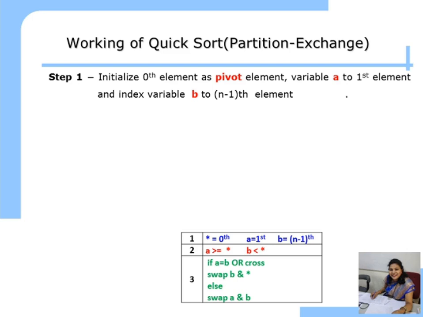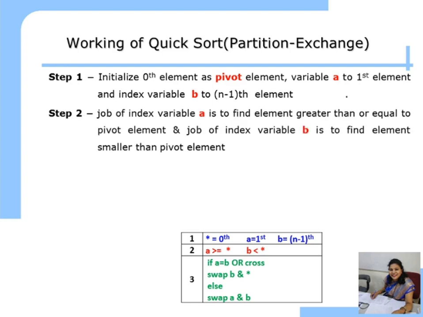So initialize the 0th element as a pivot and the next element of the pivot. Of course, after the 0th element, there is the first element. We denote the first element as A and we denote the last element as B. Why last? N minus 1 is the last element. If we have an array of size 10, N is the number of elements in the array, so 10 minus 1, 9. So B is always at the last position. Pivot is at the 0th location and A is at the first location.